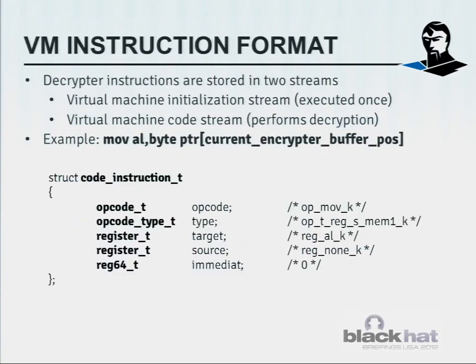We have one element right there. Let's say I want to emulate the instruction mov AL, byte ptr of whatever the current encrypted byte I'm decrypting is. That's the instruction I want to create, and that's the structure you have to fill in. The opcode is move. The opcode type is: target is register, because we are moving to AL, and we're moving from the encrypted byte, so source is memory and it's 1 byte in size. The opcode target is the AL register. Source is none because we're reading from memory, and we don't have any immediate values.